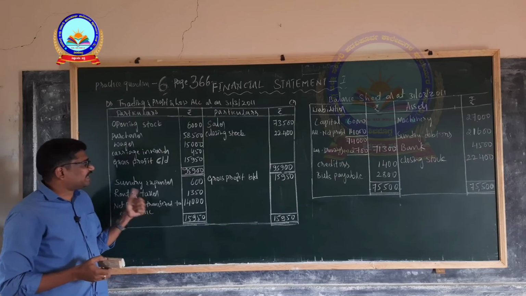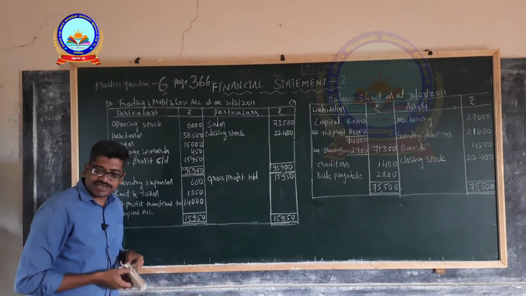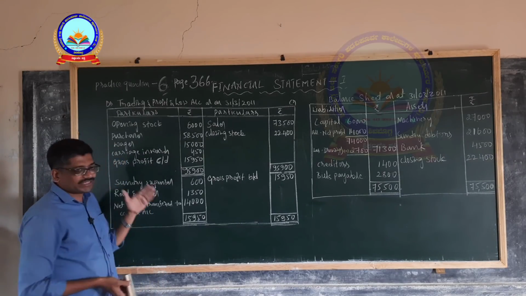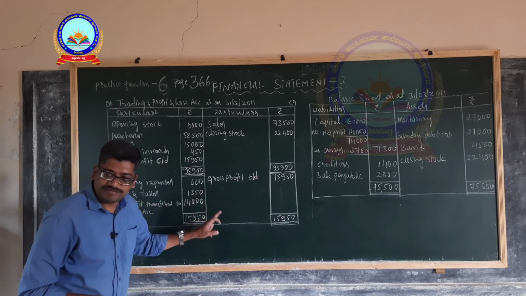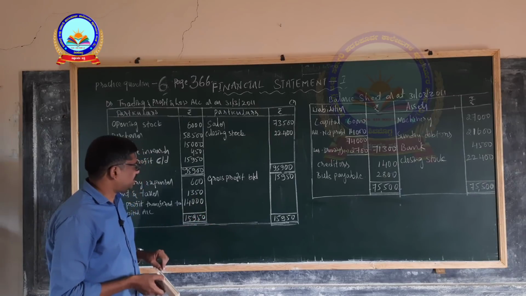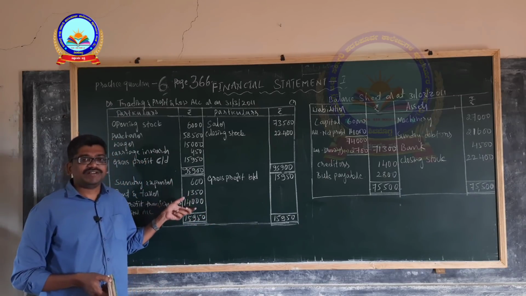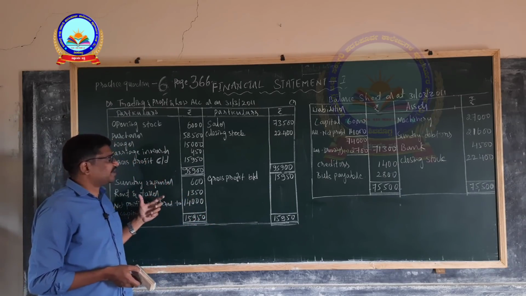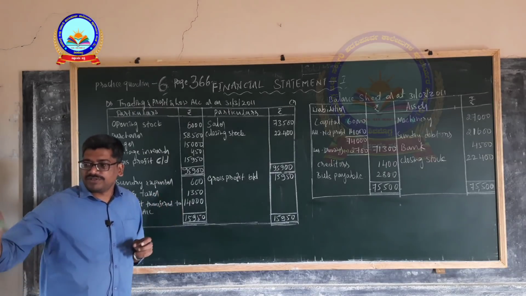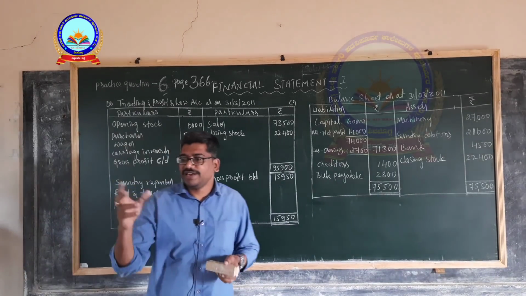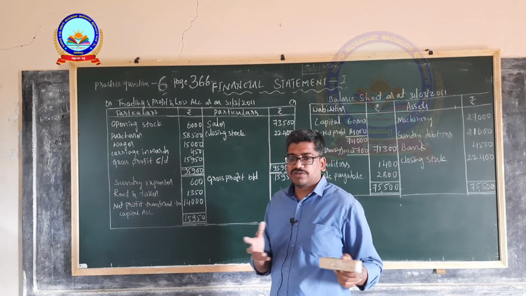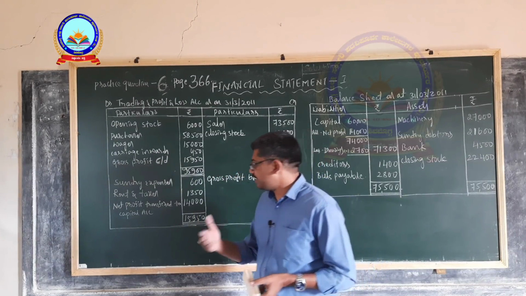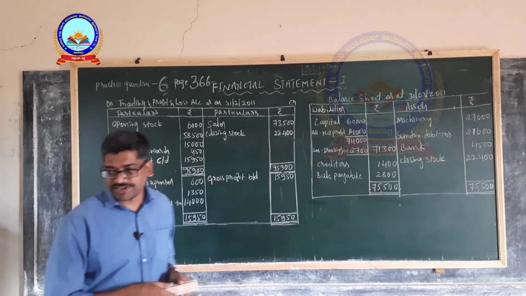Next, rent and taxes. Rent and taxes is also an indirect expense. You record it on the debit side of the profit and loss account, rupees 1,350. So now we have recorded the sundry expenses, rent and taxes. You go through the trial balance. Are there any other indirect expenses? No, there are no other indirect expenses. Okay, then we shall balance the profit and loss account also.